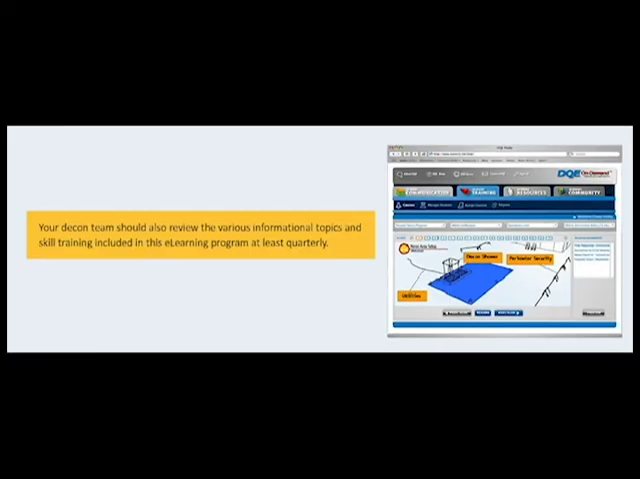Your Decon team should also review the various informational topics and skill training included in this e-learning program at least quarterly. Each of these courses is very task-specific and time-sensitive and can be accomplished through self-study or in a group training environment. This simple process of ongoing training helps keep response skills current and reduces the need for structured annual retraining. Remember to document all training encounters. Since the employer is responsible for certification, proper documentation becomes essential.